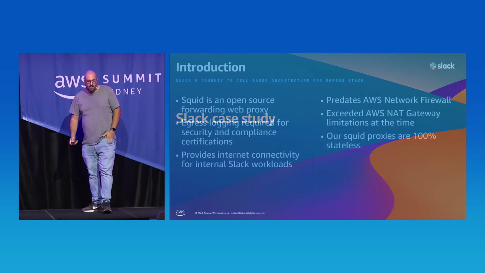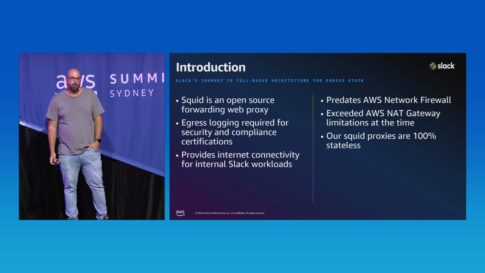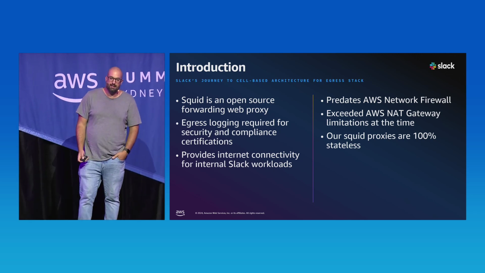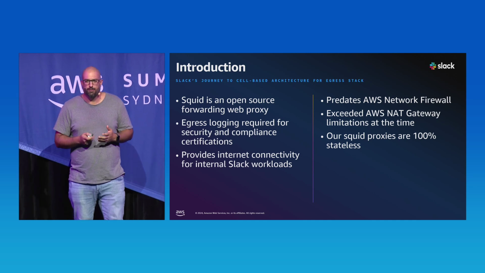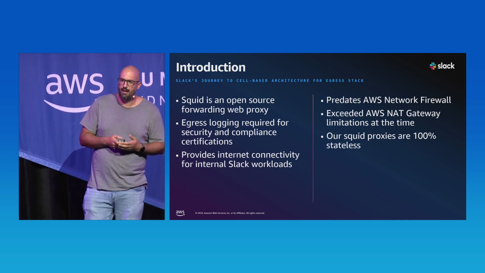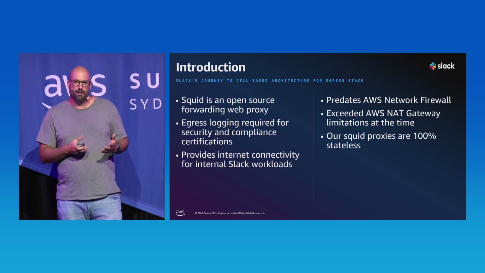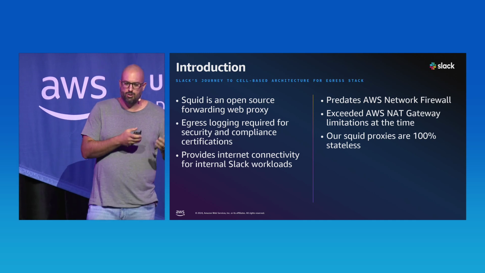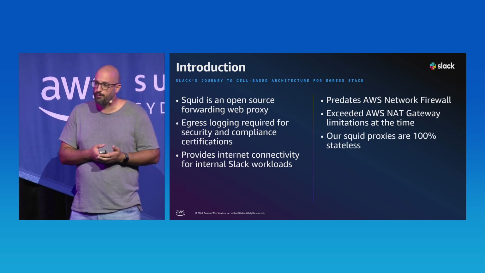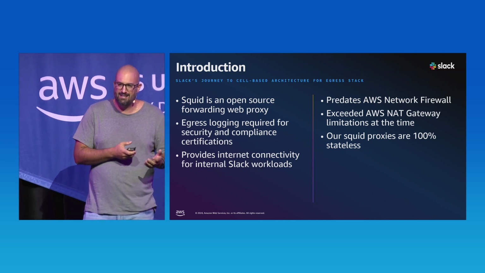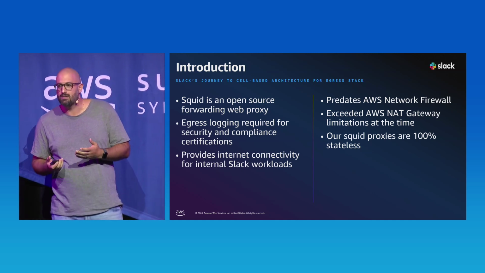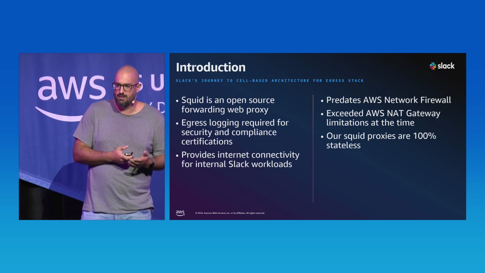Hi everyone. As Mahmood mentioned, I'm here today to talk about Slack's journey to cell-based architecture, focusing on our egress stack. I'm sure some of you are wondering, why are we running our own egress stack and not a managed service? Our network design predates the creation of AWS Network Firewall, and at the time, our network volume exceeded the capacity and capability of NAT gateways. So we had to build our own custom solution.